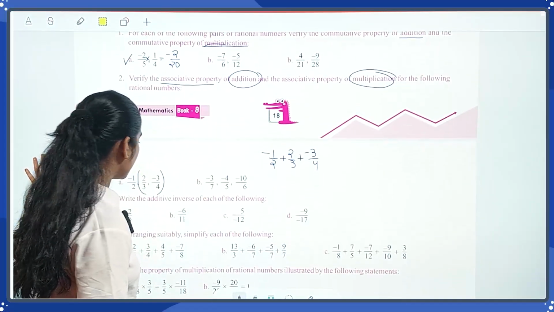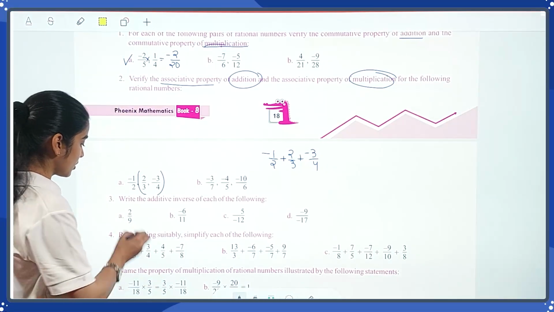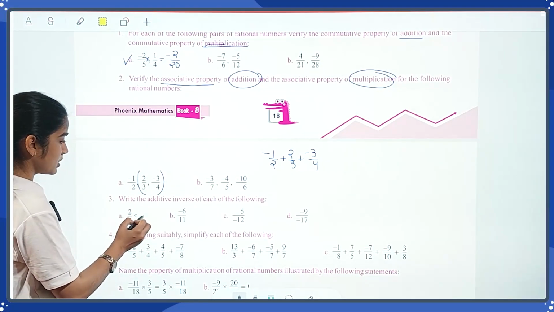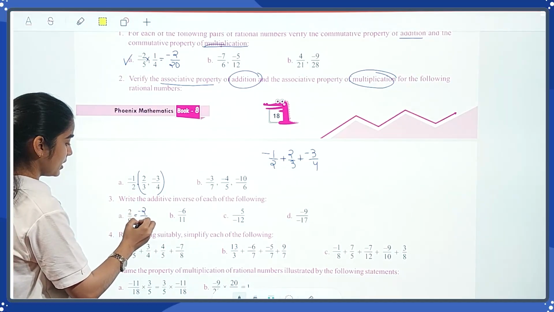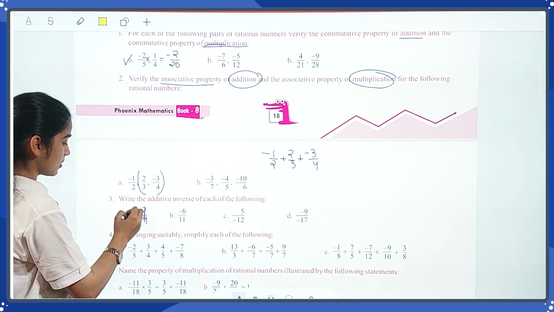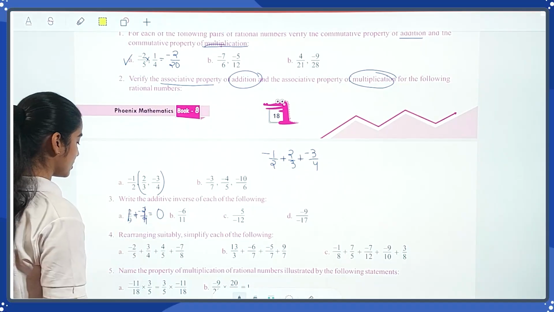Next we have: write the additive inverse of each of the following. This is a positive one. The additive inverse is minus 2 by 9. If you add, then it will cancel out. Your result will be 0.